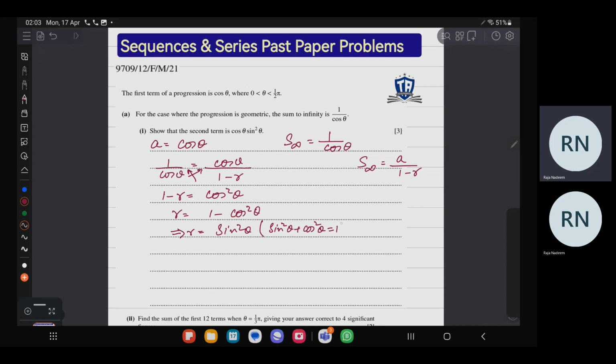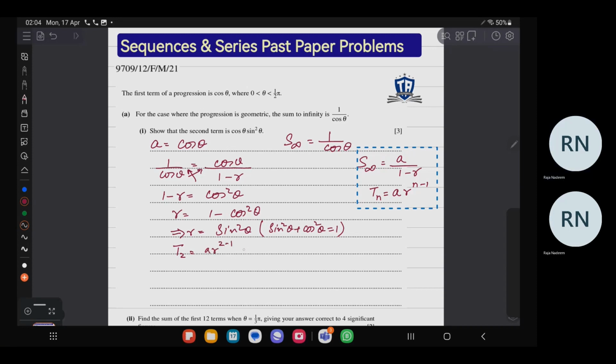In this part, we need to find the second term. In geometric progression, the nth term formula is A r power n minus 1. T2 would be equal to A r power 2 minus 1, which is A r. Value of A is cos of theta and value of r is equal to sine square of theta. This implies that second term is equal to cos of theta into sine square of theta. This is our answer.